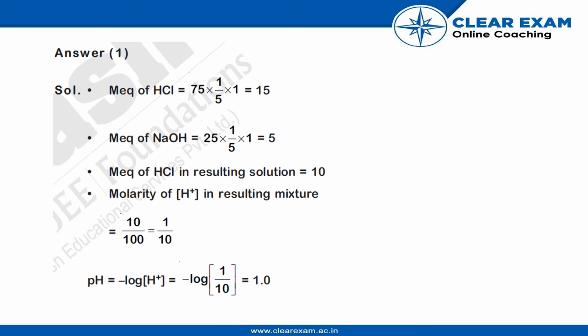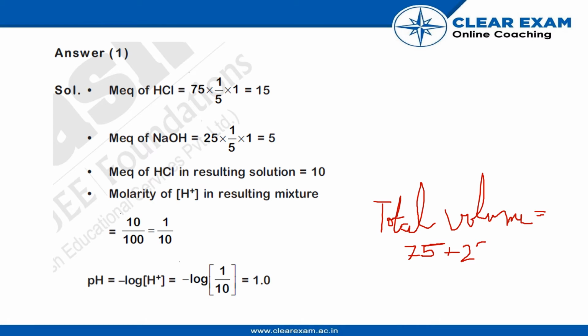We know that total volume is equal to 75 plus 25, which is equal to 100 ml. So we get the total volume as 100 ml.